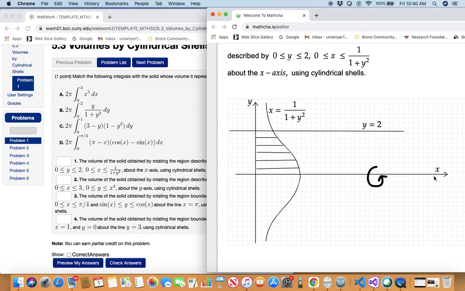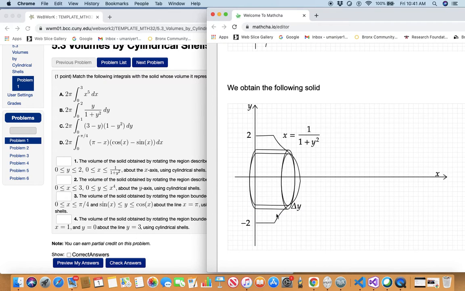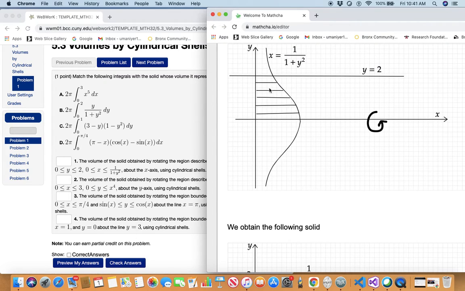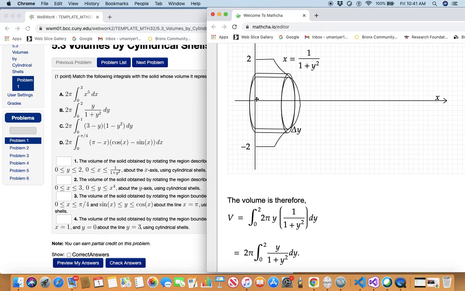Okay. So when I rotate this region, I get a picture like this. Notice it's well connected. So when I rotate, I have a solid and you have cylinders, right? So where do you have cylinders? Y goes from 0 to 2. The width of each cylindrical shell is delta y. Y goes from 0 to 2. So integral 0 to 2.